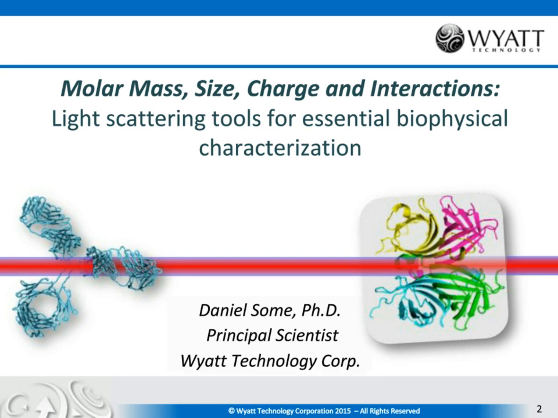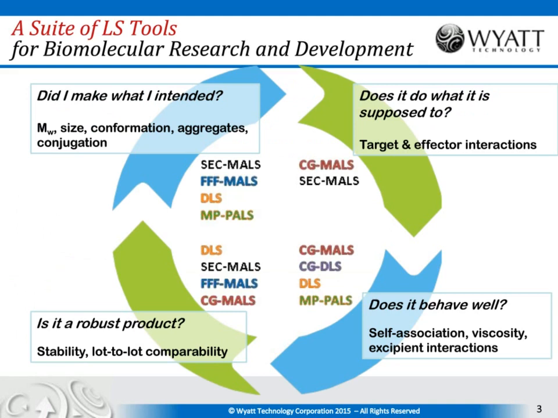If you're carrying out any type of biomolecular research, you go through a cycle similar to the diagram that I have on this slide. You're going to make something, proteins, there might be some other types of macromolecules or nanoparticles, and you need to ask yourself certain questions along the way. Did you make what you intended? What are its essential properties, conformation, molecular weight, size? How is it aggregated? Perhaps it's conjugated. Perhaps it's a glycoprotein or otherwise some type of conjugate of, say, a protein or polysaccharide.